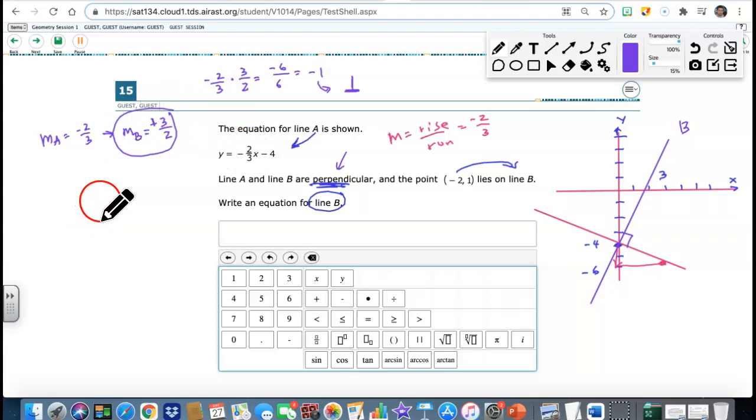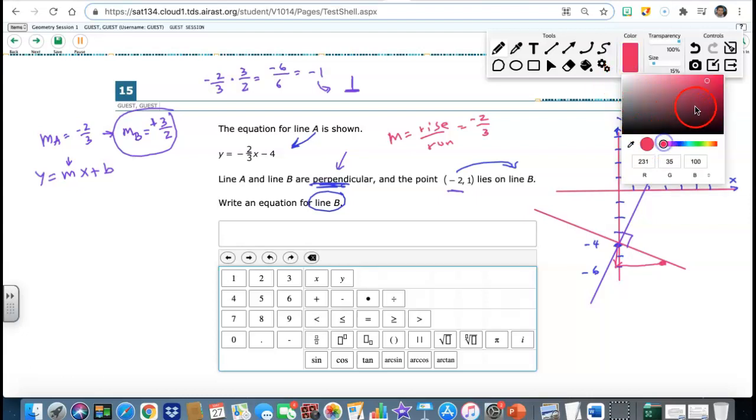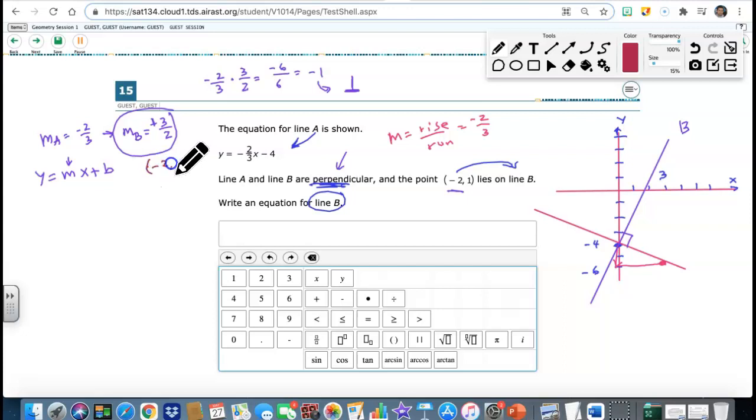Alright, now I have that. But they're also saying that -2, 1 is a point of B. Okay, so I need to write my equation. Y equals mx plus b. I have my slope already. I don't have my y-intercept. To find my y-intercept, what I do is I bring my slope and I bring the point that is given. The point that is given is -2, comma 1.